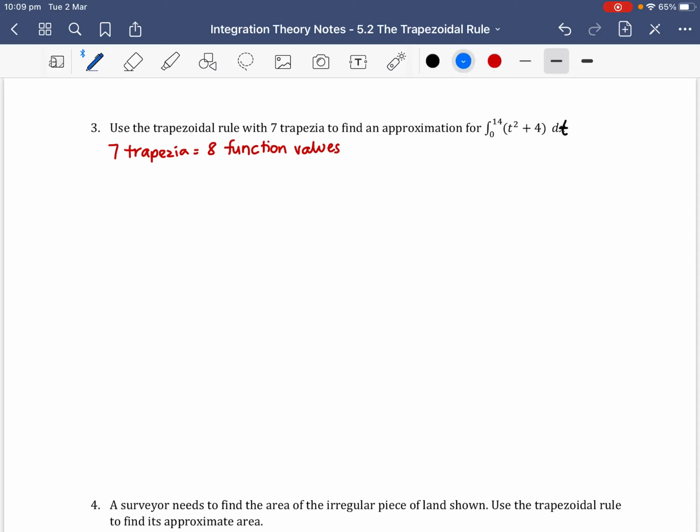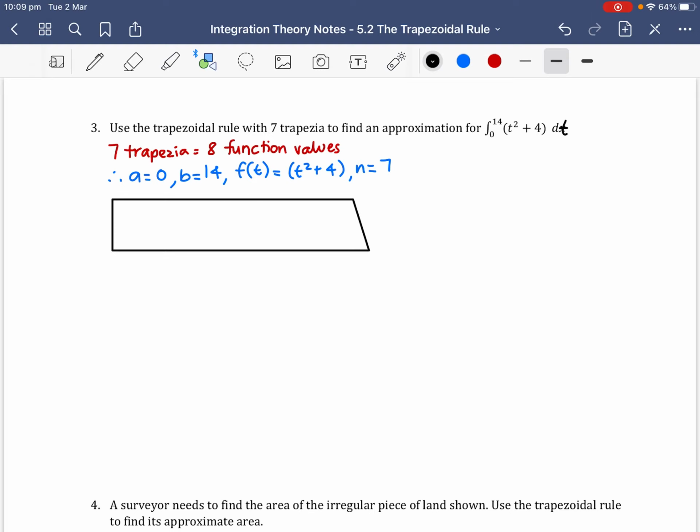Okay, so we have a is equal to 0, b is equal to 14, our function f of t in this case is equal to t squared plus 4, and n is equal to 7 because that's how many trapezia or sub-intervals we have. We need to do up our table next. Just remembering with our table we need 8 columns in here. So 1, 2, 3, 4, 5, 6, 7, 8.